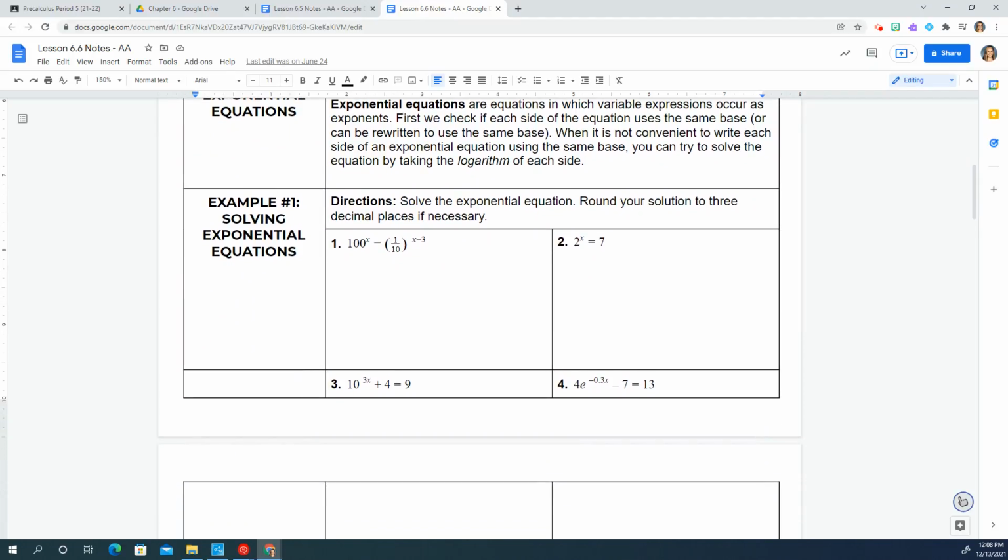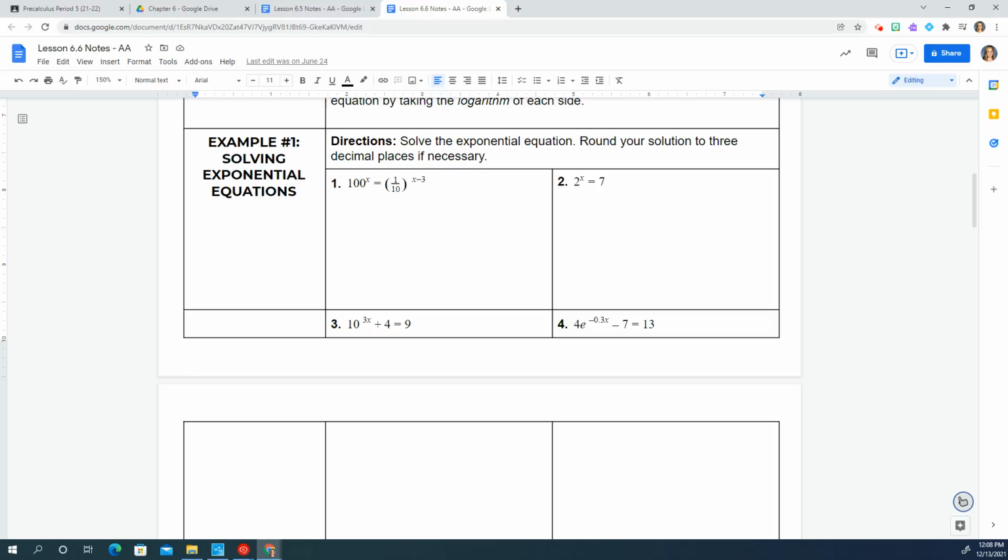Okay, so this is weird. Really formatted. First example here.